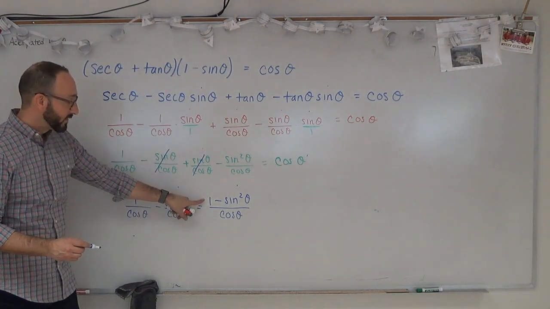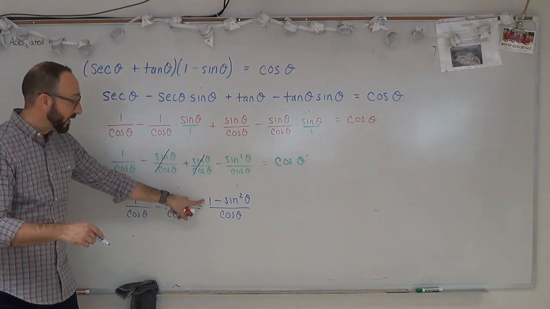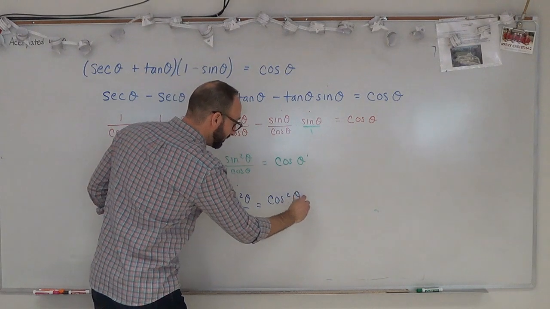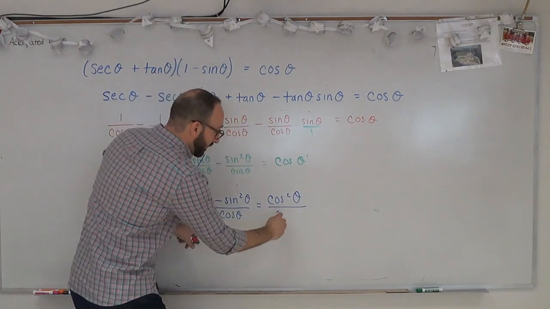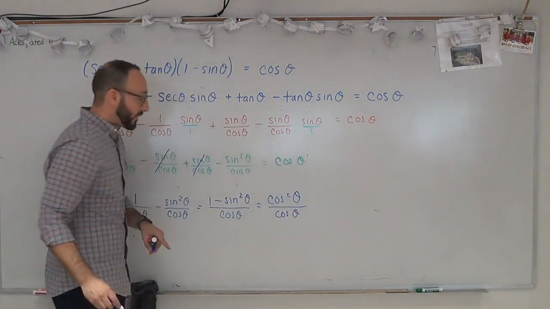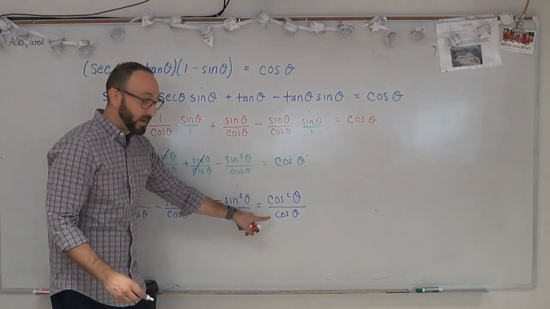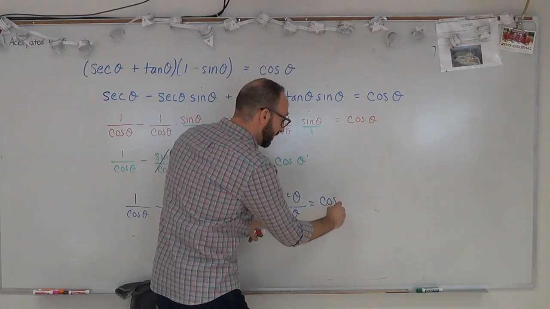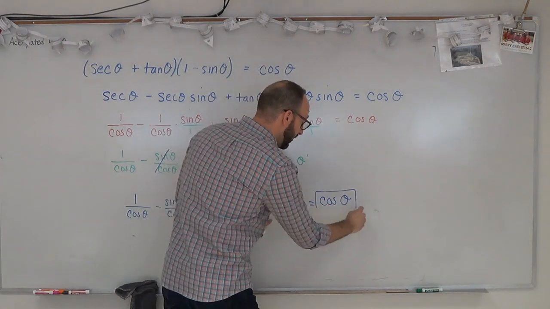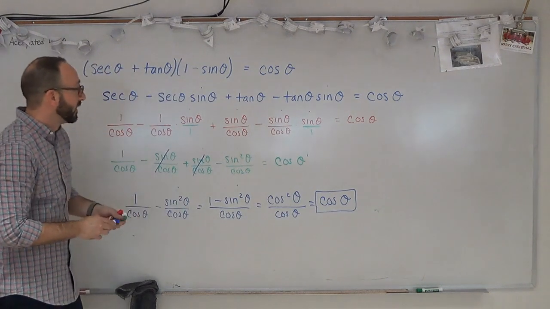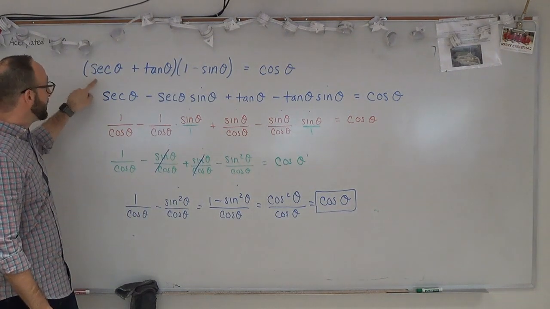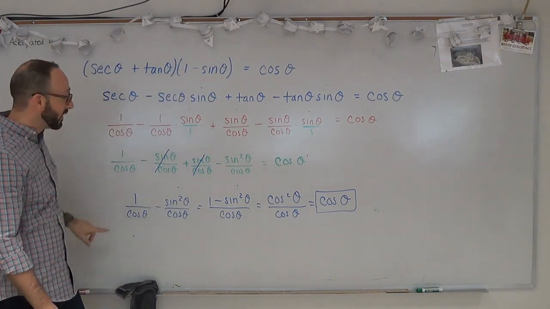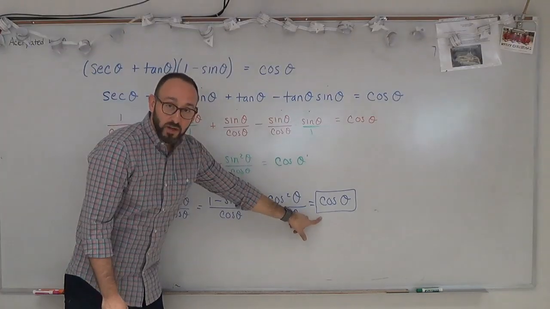Now 1 minus sine squared theta, you remember from your Pythagorean identities, is actually equal to cosine squared theta. So we'll make that replacement. And then finally, cosine squared theta divided by cosine theta is just cosine theta. So after all of that, the left-hand side of the equation, secant theta plus tan theta times the quantity 1 minus sine theta, is equal to cosine theta.